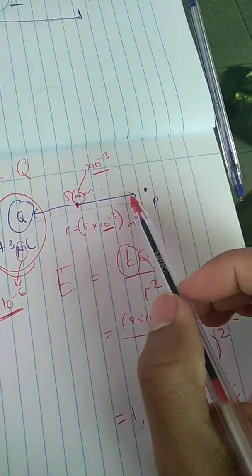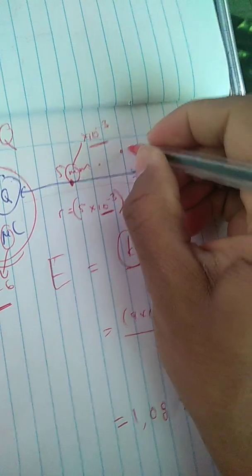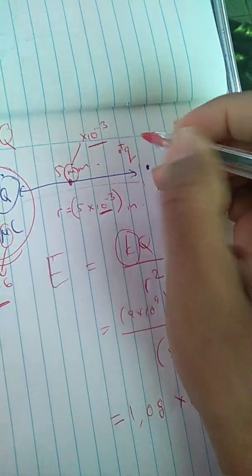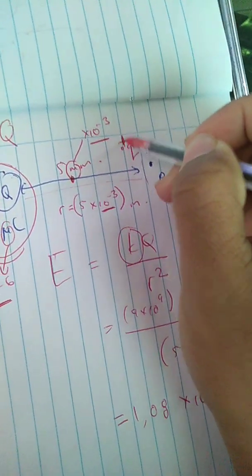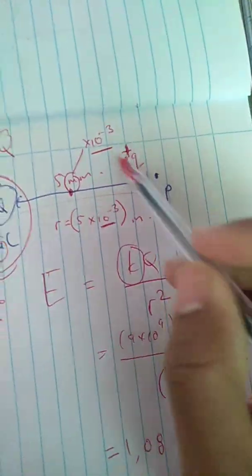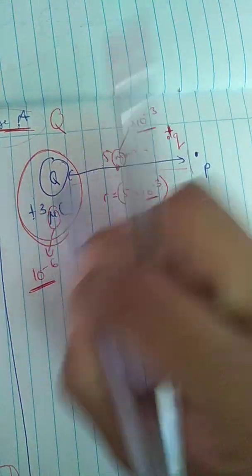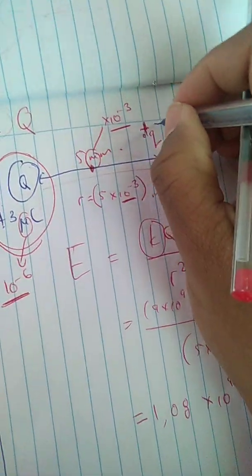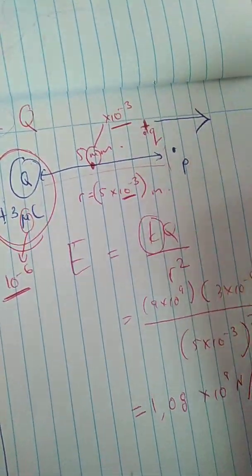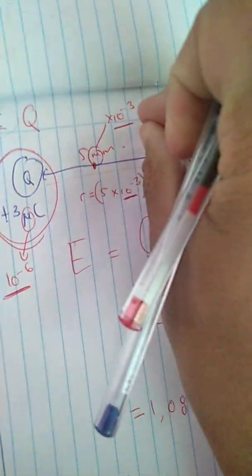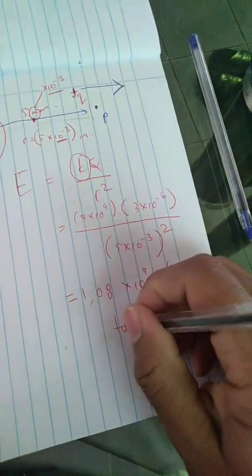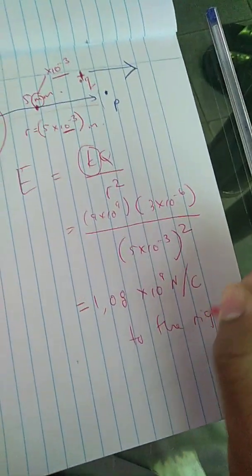In which direction will a positive point charge move? If a positive point charge was placed here, because this charge is positive and that is positive, and positive charges repel, this charge will move to the right, away from this positive charge. So your answer is to the right. And that's the electric field strength at this point.